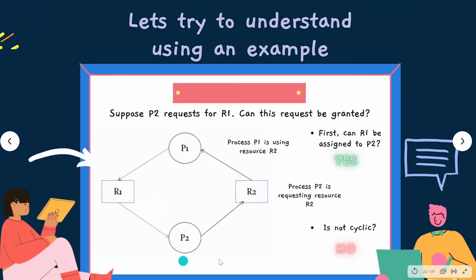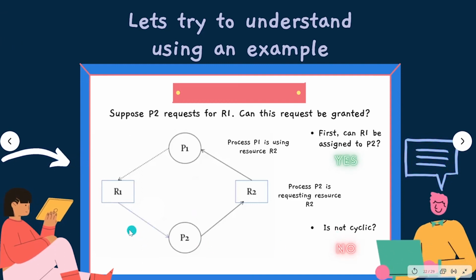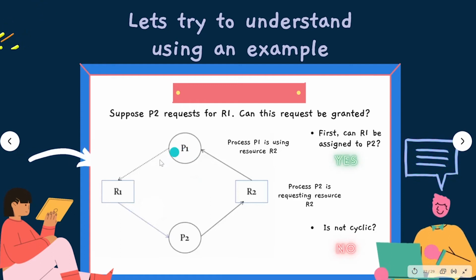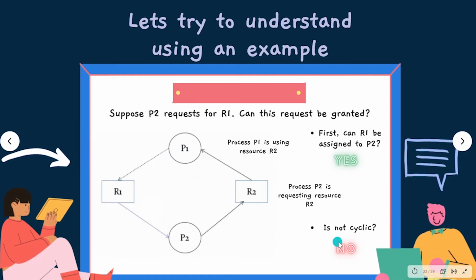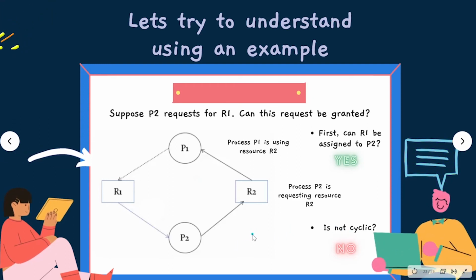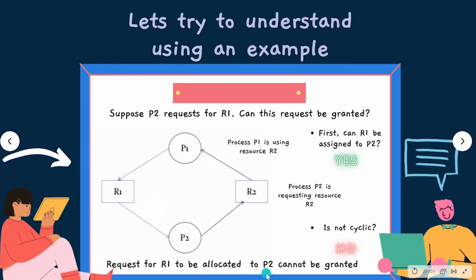The next question we have to ask ourselves is, is it not cyclic? So if you look at the graph, we can see that the arrows are forming a complete circle, and so it is not true, and this is cyclic, and as a result, the request for R1 to be allocated to P2 cannot be granted.